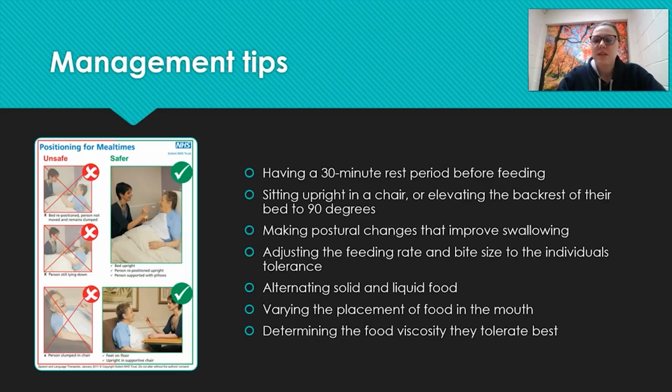Varying the placement of the food in the mouth as well. Placing the food on certain areas can make it easier for you to initiate that swallow, and figuring out what works for you. So if there are certain foods that you struggle with, try different bite sizes and just figure out what you can tolerate best.